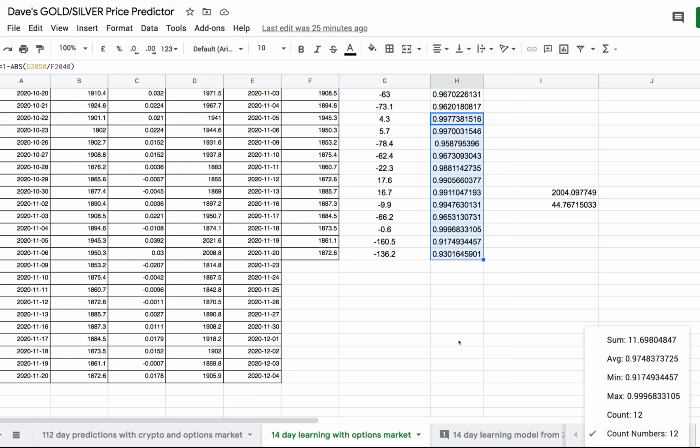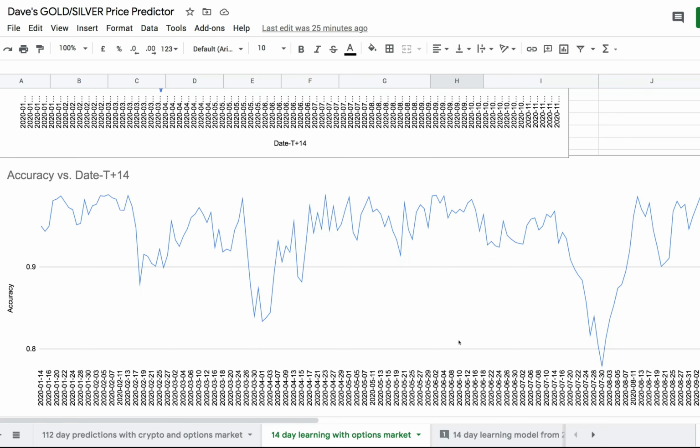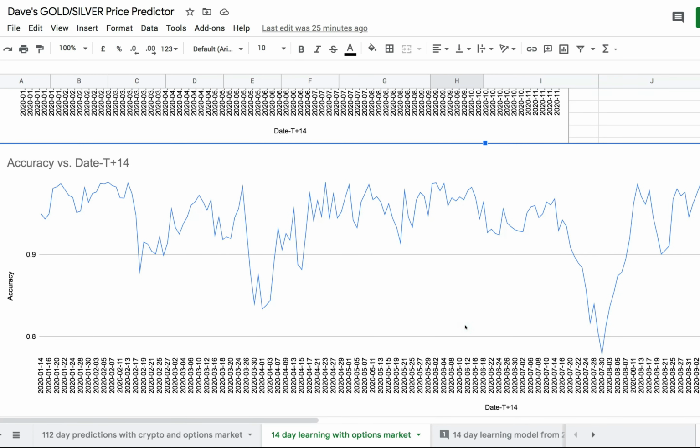However, there are a few things that I've noticed in the model. The first thing I've noticed is, I'll show you the accuracy versus date. The model fails to predict certain things. And one of the things it is unable to predict is external events, right?